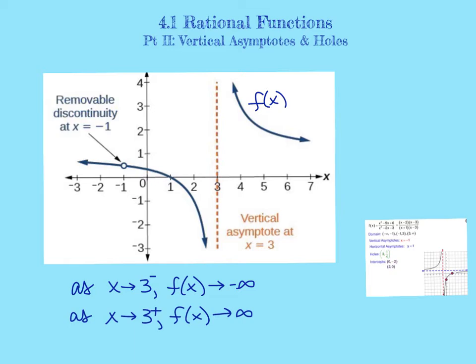Now, it's important to note that holes are so infinitesimally small that your graphing utility and/or Desmos is not going to show you the hole. If you were to plug in -1, it would say there's an error because there's really not anything there. However, you're not going to be able to see a hole on Desmos or your graphing calculator. So that's why it's important that we can identify them algebraically.